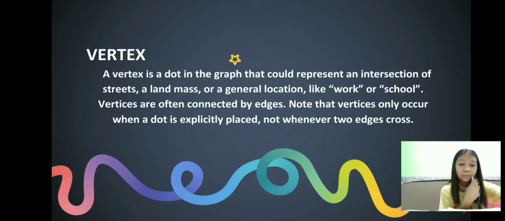So, imagine a freeway overpass. The freeway and side street cross, but it is not possible to change from the side street to the freeway at that point. So there is no intersection and no vertex would be placed. So a vertex is the dot in the graph.